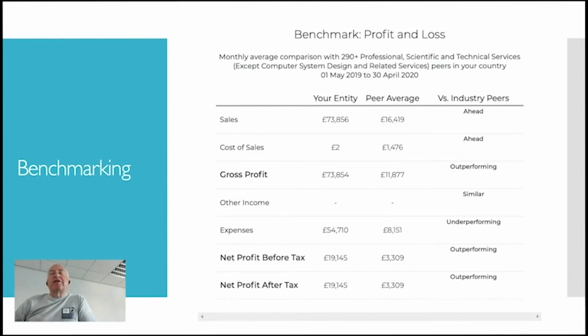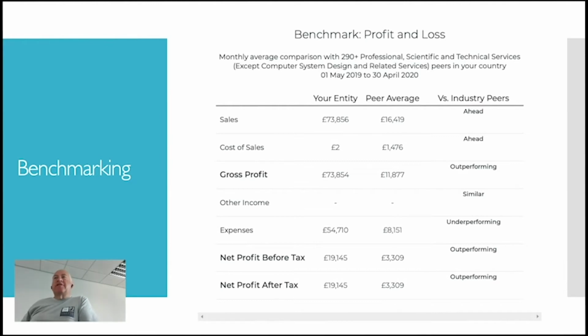Okay, after ratios, there are three smaller elements of Syft that you may or may not want to use, and I'll run through those quite quickly. Firstly, there's benchmarking. What does benchmarking mean? When you first set up your Syft, you will describe what sort of industry you're in. And based on that description, Syft will analyse your results against other businesses in the same sort of industry, as well as against the industry peers, the average for your industry that they pick up from elsewhere.